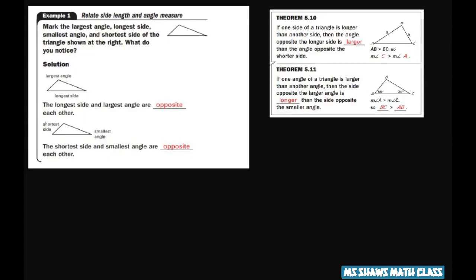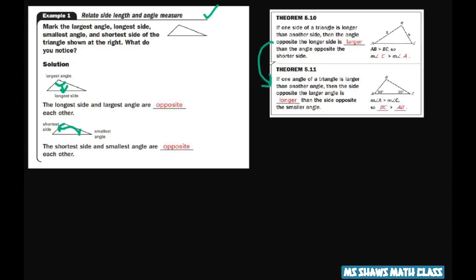So basically, for example 1, we have to relate the side lengths to the angle measures. The longest side is opposite the longest angle. Opposite the smallest angle is the shortest side. That's that, and these are your two theorems.